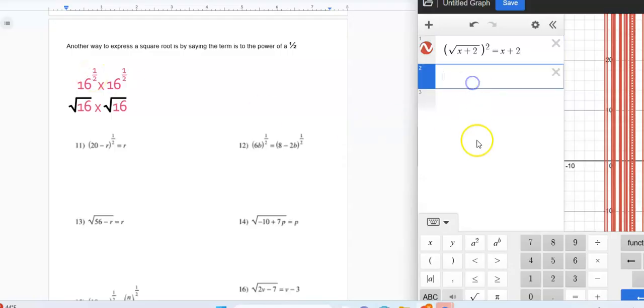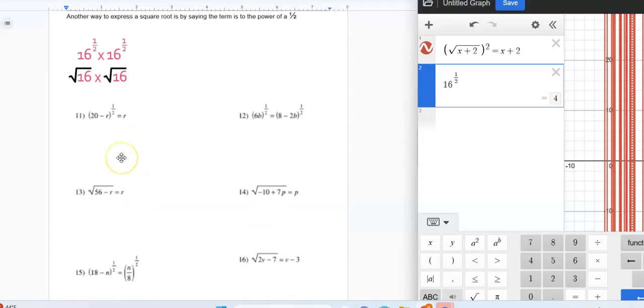If you were to put it into a calculator, you should know by now that the square root of 16 is 4. So if you put in 16 to the power of a half, it's also 4, because this is the same thing as the square root of 16. The reason I'm saying this is because some of these problems don't say square root, instead they say power of a half.